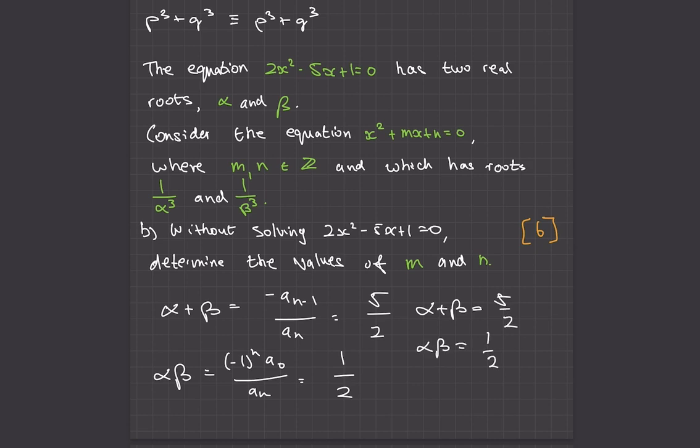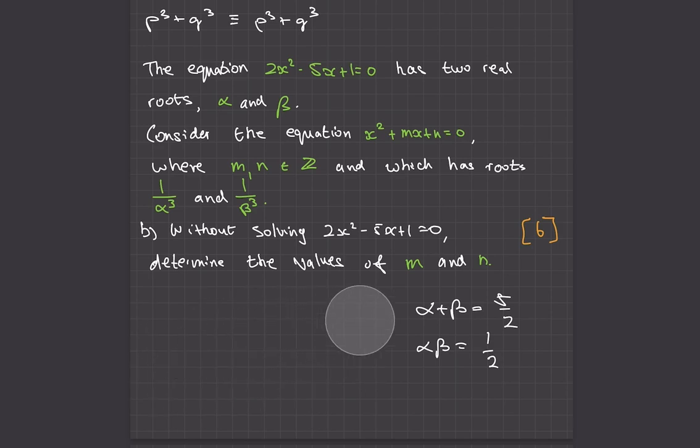Now you might be tempted here to just go, oh, then we can just solve for alpha and beta. But if you just write down that equation, what you're going to get is the same equation.